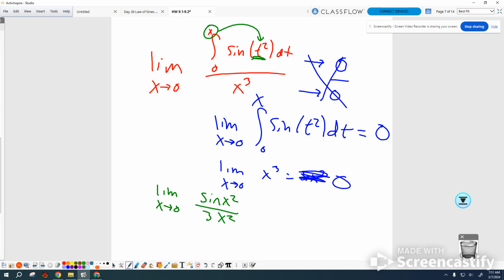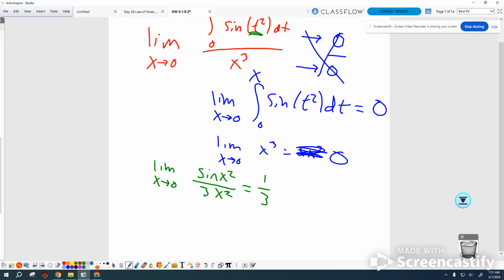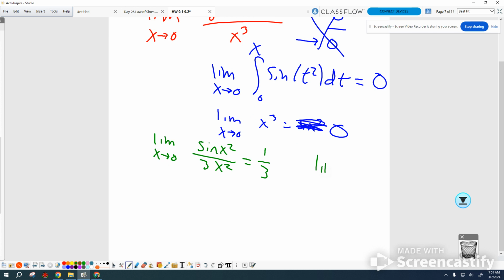One of you clever little chaps at this point said, hey, well that's sine of stuff over stuff. If stuff goes to 0, it's going to go to 1/3. Did the Ellie rule. I was like, oh, clever. I was like, yeah, not what I wanted you to do, but you're right, true. Many of you did this again, which is what I wanted.